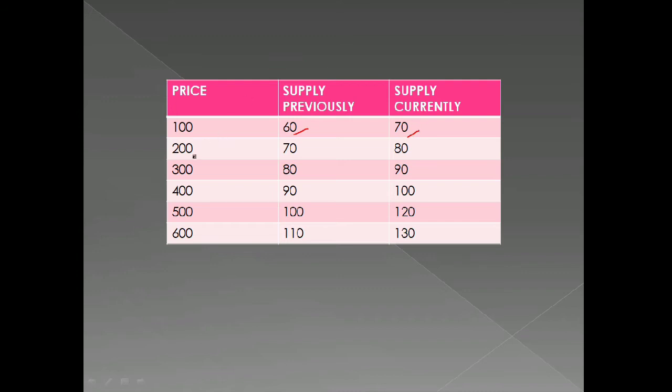Now at the price of 200, you can see the supply previously was 70, and now the supply is 80 because of good weather condition. So here you can see the difference, 60 and current it is 70. Here it is 70 and current it is 80. So likewise at the price of 600, it was 110 previously, but now due to better weather condition we have 130 units of supply. So our supply curve is shifting towards the right. When the supply is increasing, the supply curve will shift towards the right.